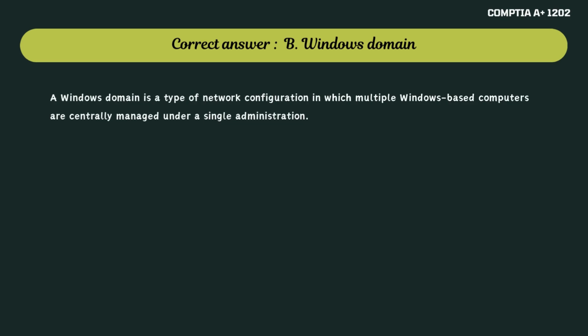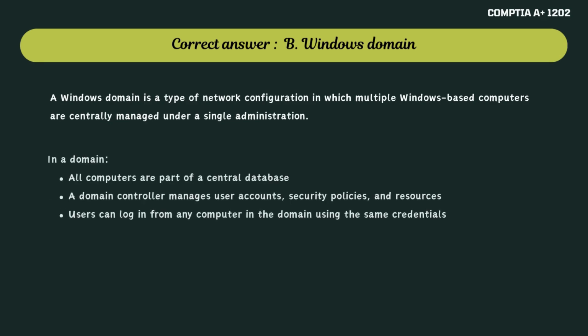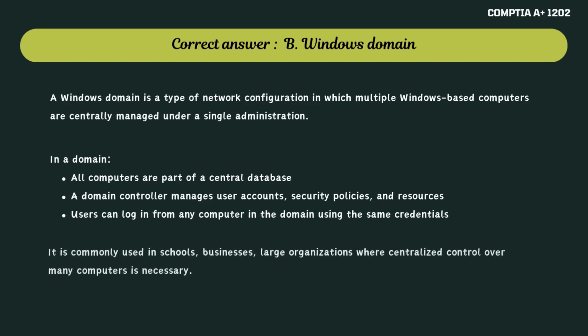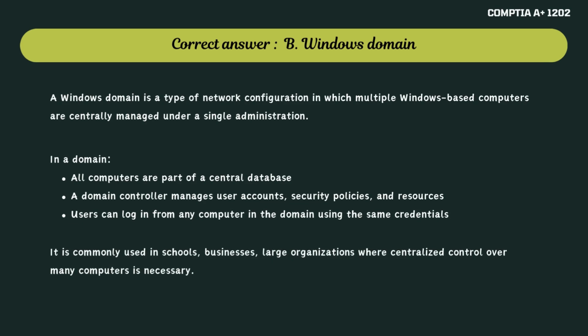A Windows domain is a type of network configuration in which multiple Windows-based computers are centrally managed under a single administration. In a domain, all computers are part of a central database. A domain controller manages user accounts, security policies, and resources. Users can log in from any computer in the domain using the same credentials. It is commonly used in schools, businesses, large organizations, where centralized control over many computers is necessary.